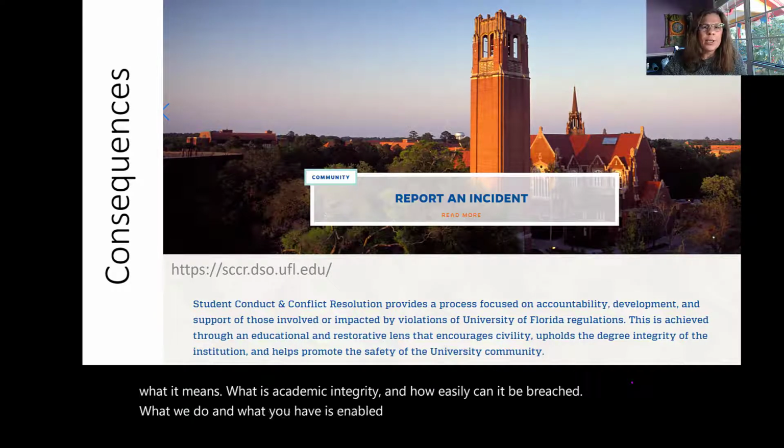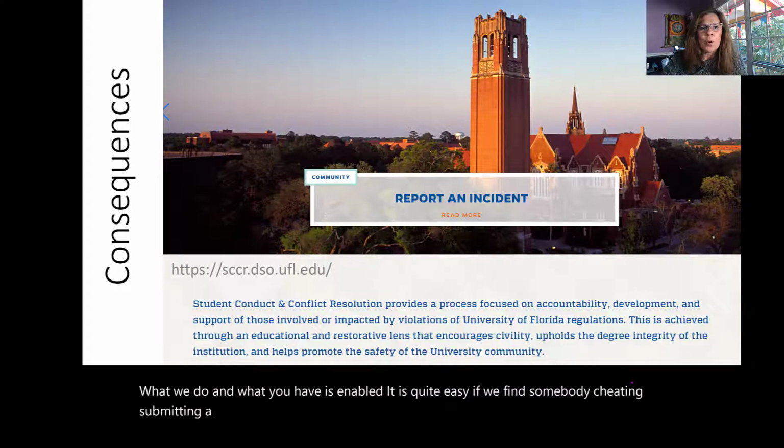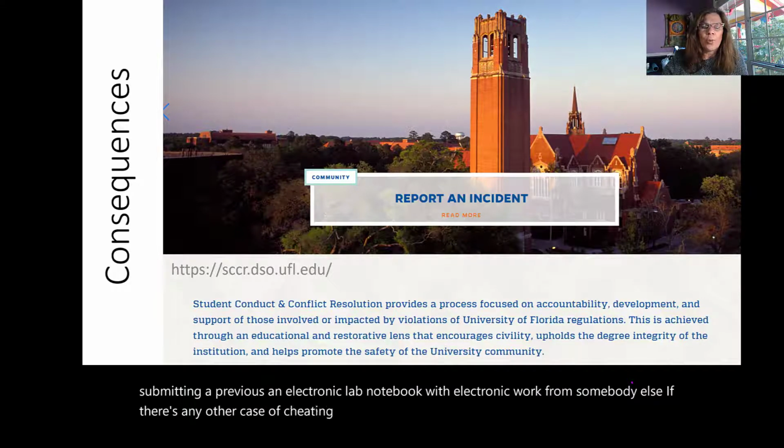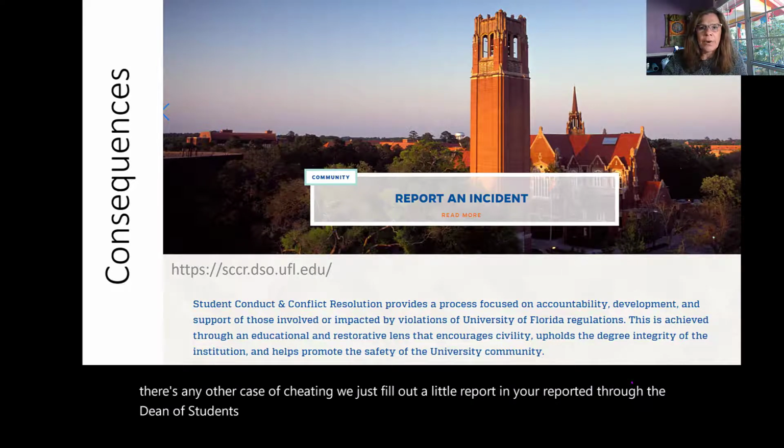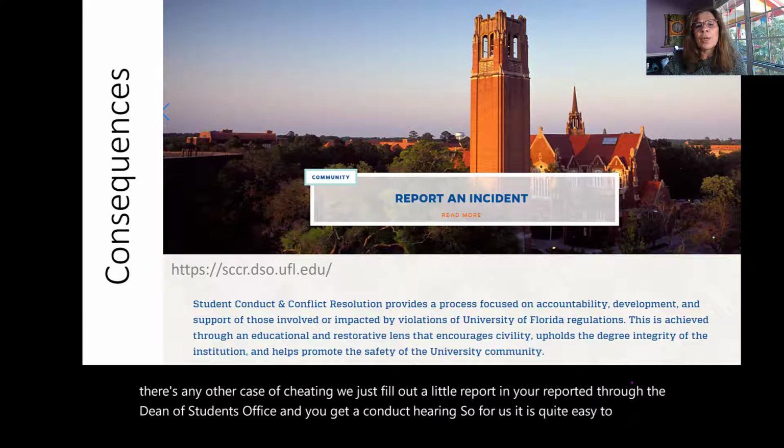If we find somebody cheating, submitting a previous electronic lab notebook or electronic work from somebody else, or if there's any other case of cheating, we just fill out a little report and you report it through the Dean of Students office, and you get a conduct hearing. So for us, it is quite easy to submit a report on anybody cheating.